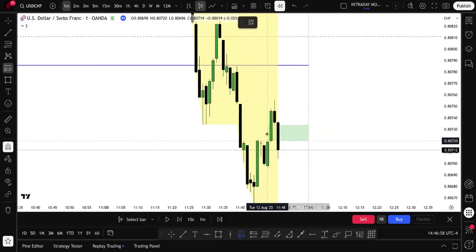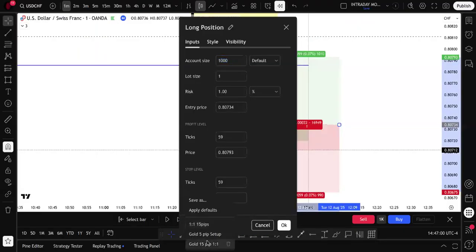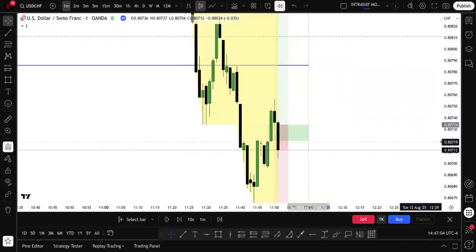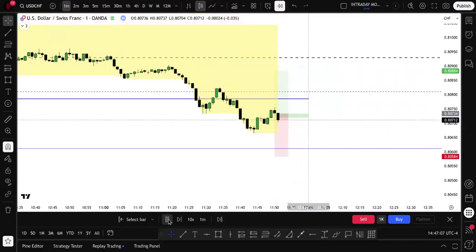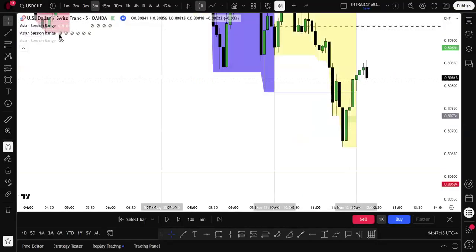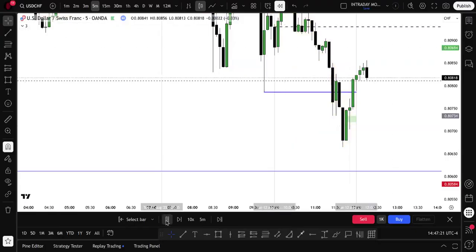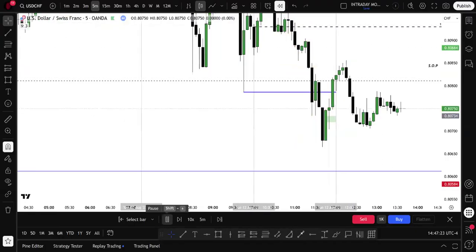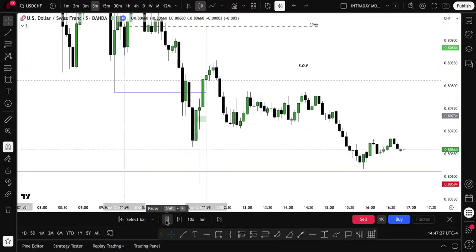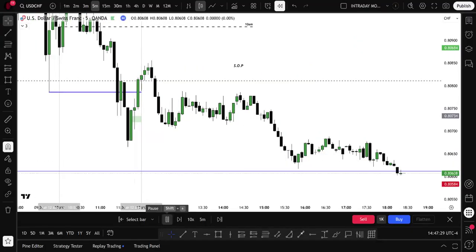Literally minutes before the kill zone's about again. Trades right into it. Bang. Hits it. 1-to-1. There you go. And play it forward, just to speed up the process.